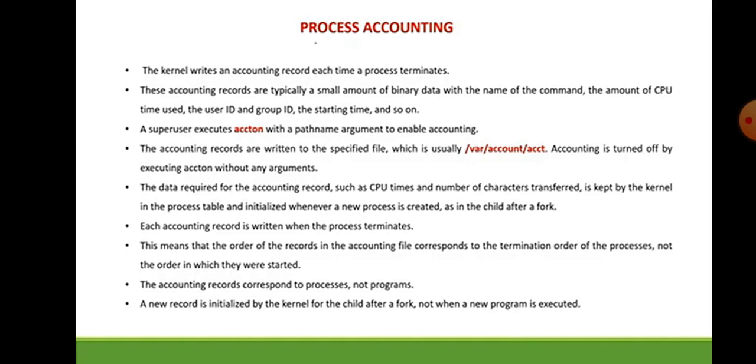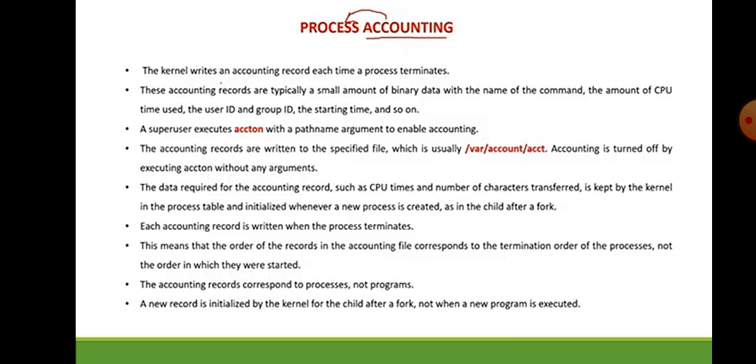So what does process accounting mean? See, as the name suggests, it has accounting in it, right? And accounting means recording some information, and process accounting in the sense we are recording the information belonging to processes. Okay, and these are the important points we have to know with respect to process accounting.